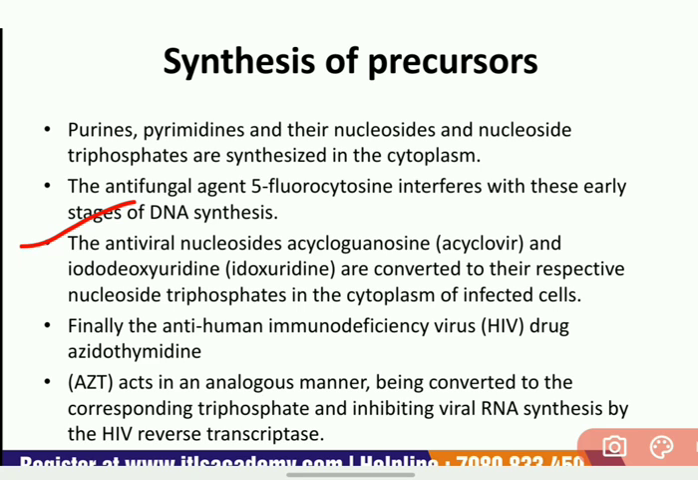The antiviral nucleoside acycloguanosine, that is acyclovir, and idodeoxyuridine, that is idoxuridine, are converted to their respective nucleoside triphosphates in the cytoplasm of infected cells. They proceed to inhibit viral DNA replication either by inhibition of the DNA polymerase or by incorporation into DNA with subsequent termination of chain extension.